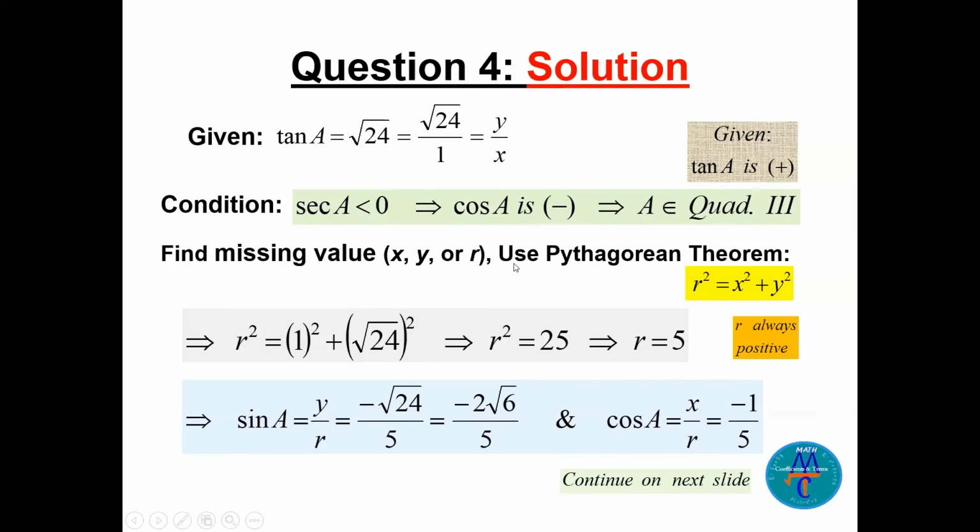Now let's find r using the Pythagorean theorem, because x is there, y is there. So r squared will be x squared plus y squared. So r squared will be 25. R is equal to 5 because r is always positive. So sine of a is y over r, we can write it here. Cosine of a is x over r, we can write it also negative.